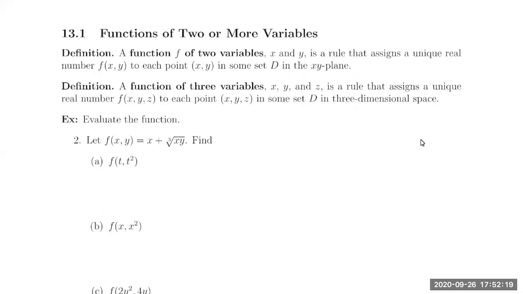We're going to kick off chapter 13 here by talking about section 13.1, functions of two or more variables. You can see here our first two definitions are just defining a function of two or three variables. All this does is it takes a coordinate point, whether it be xy or xyz, and assigns a unique real number, which is denoted in function notation f of xy or f of xyz, depending on if you're in two or three dimensions. So let's roll right into an example here.